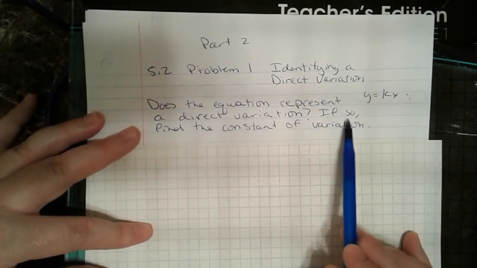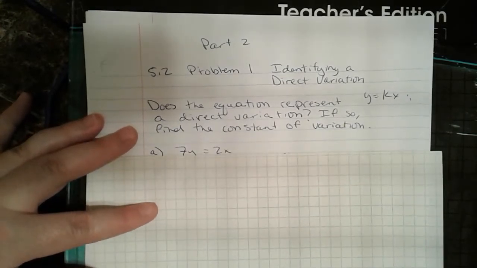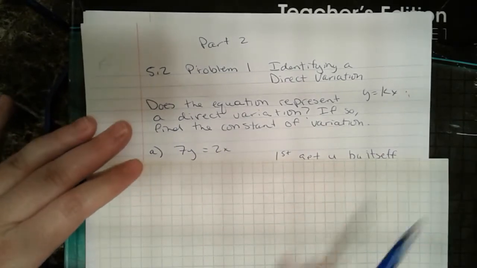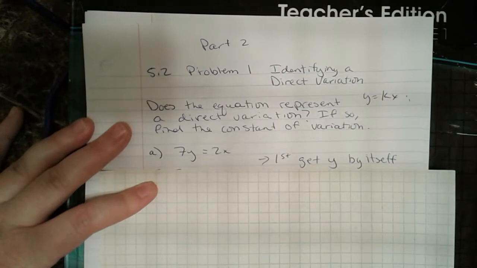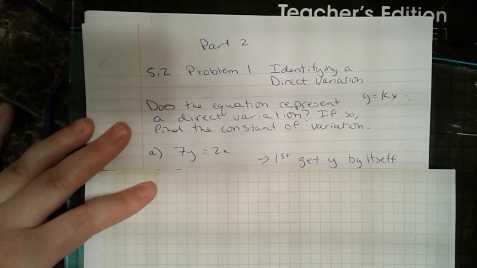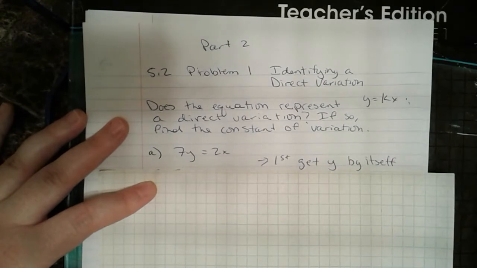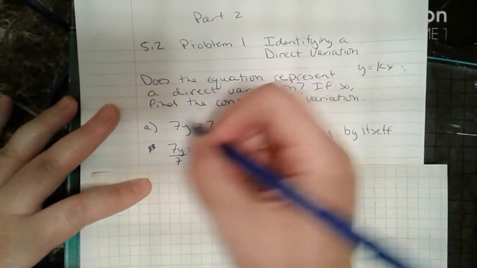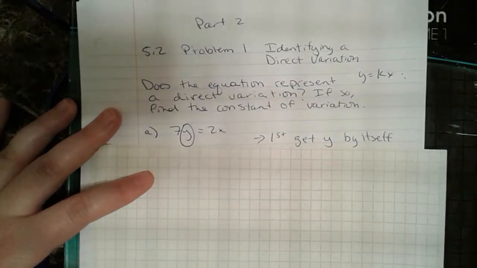Our second step is, if so, find the constant of variation. So our first example is 7y equals 2x. The very first thing we need to do is get y by itself. So this is the very first thing you need to do in order to determine if this equation is a direct variation. Let's refresh our memory on how we go about this. The very first thing I would do is circle what I'm trying to get by itself. I would circle the y.